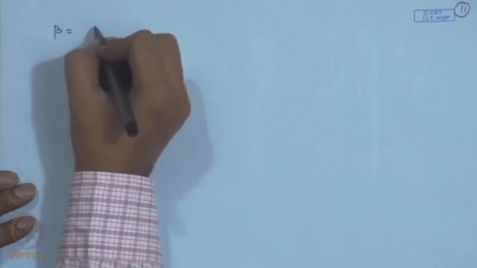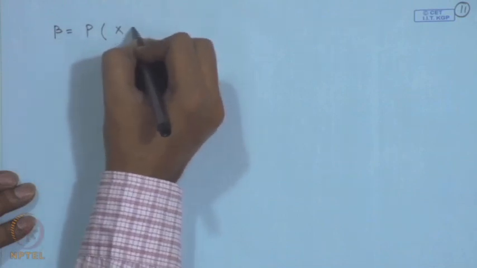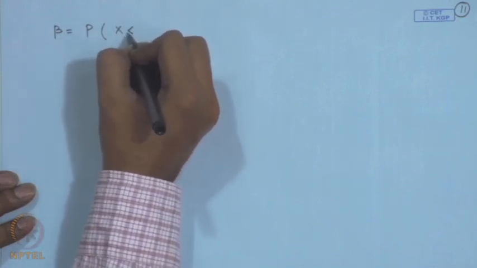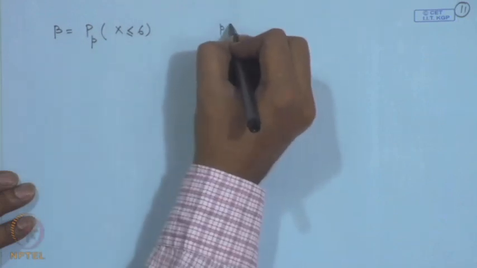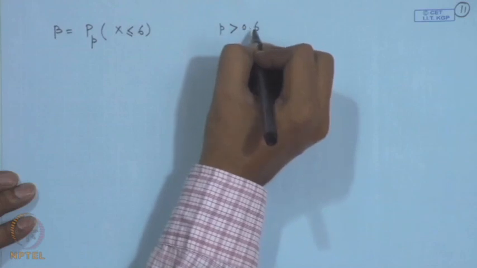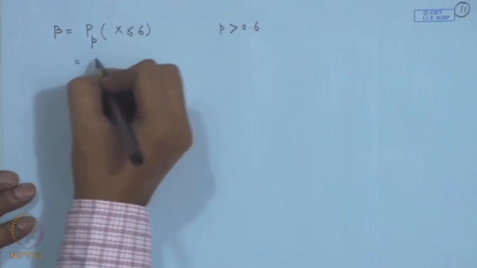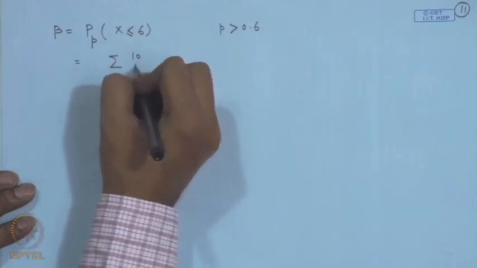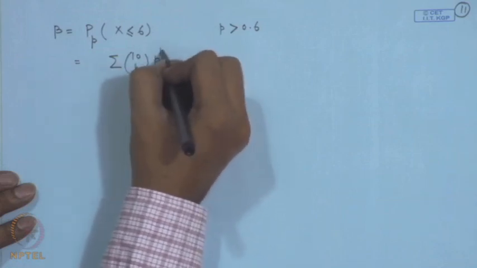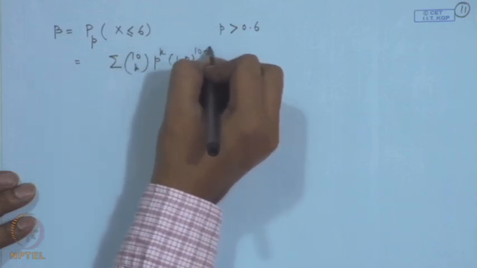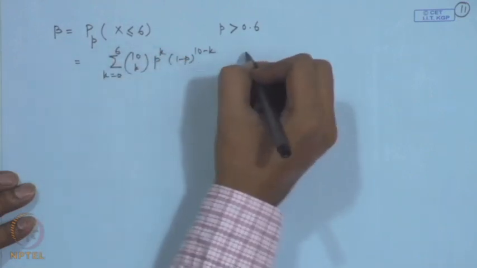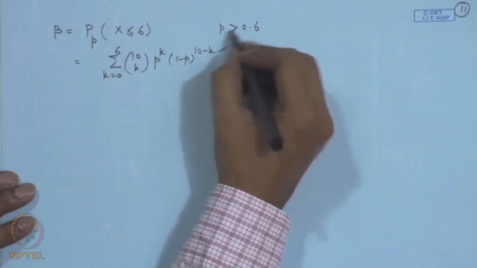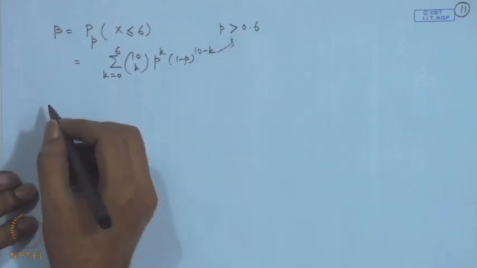Let us look at beta, that is the type 2 error. So, that is the probability of accepting H naught when it is false. Now, this means p is greater than 0.6 here. This value is simply 10 C k, p to the power k, 1 minus p to the power 10 minus k, for k is equal to 0 to 6. Here p is any value greater than 0.6.